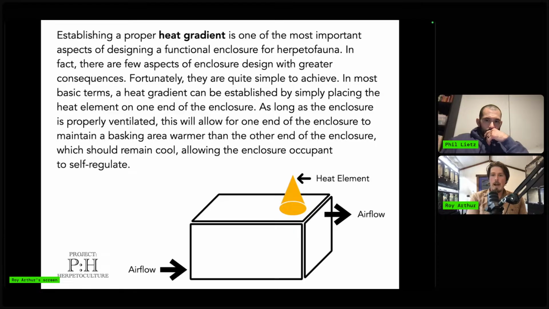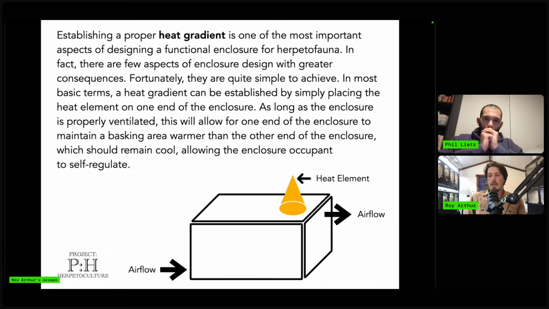So here you have that on one end, and then I've got these two indicators of airflow, these two arrows. I noticed that the one close to the heat element is high up, and the one opposite the heat element is low down. And the reason for this is to represent essentially ventilation in an enclosure. So you want your ventilation in your habitat to be on a differential, essentially.